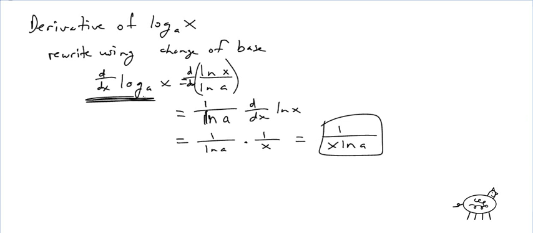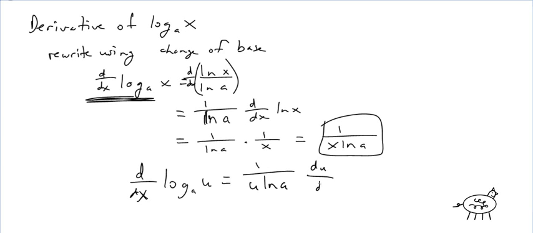Now, of course, using the chain rule, d by dx of log base a of u is equal to 1 over u ln of a du dx.